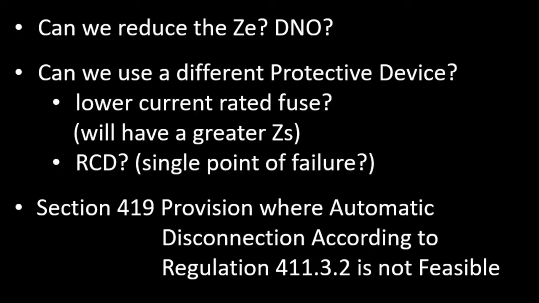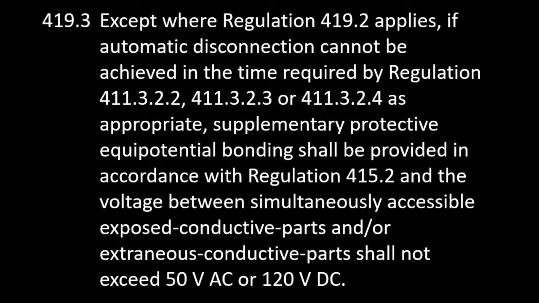419.3, for those who've got your book handy, quickly have a look in that, bring up the page. And what it talks about is where the disconnection time cannot be met by the aforementioned regulations, supplementary protective equipotential bonding can be provided in accordance with Regulation 415.2, and the voltage between the simultaneously accessible exposed conductive parts or extraneous conductive parts should not exceed 50 volts AC or 120 volts DC. Obviously, I'm reading from a book here as well, but basically there's a number of options on there.